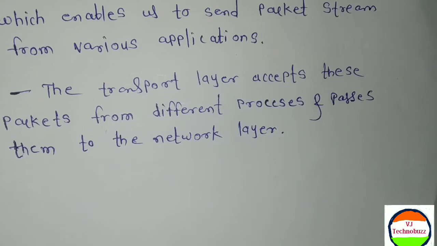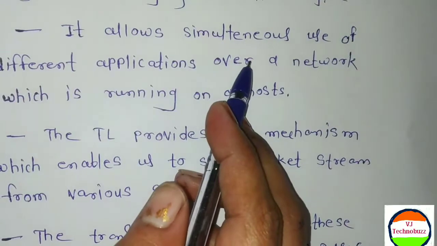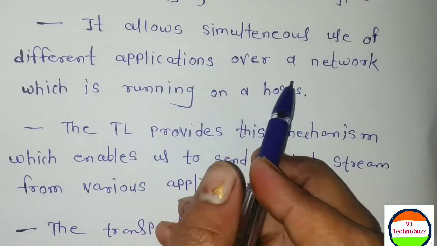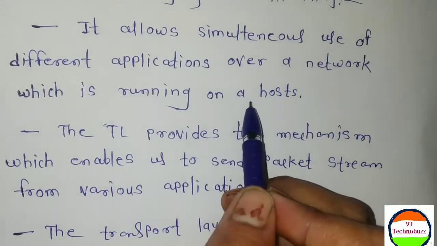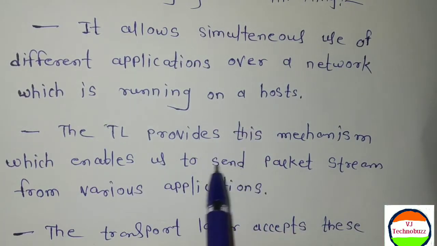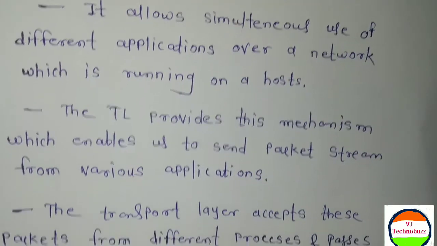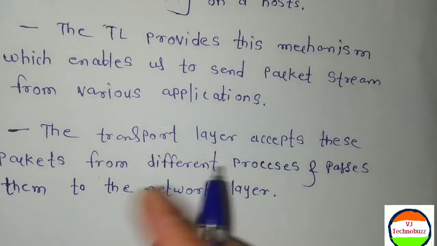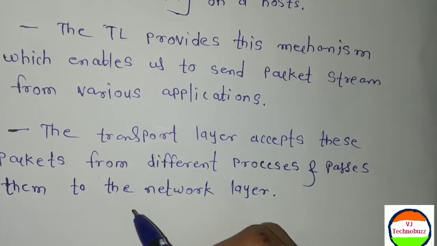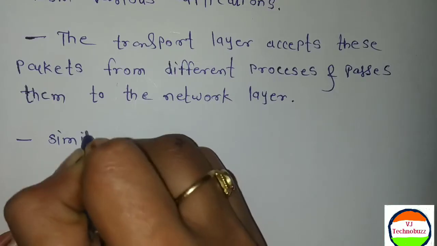So in multiplexing, it allows simultaneous use of different applications over a network which is running on a host. The transport layer provides this mechanism which enables us to send packet stream from various applications. The transport layer accepts these packets from different processes and passes them to the network layer.